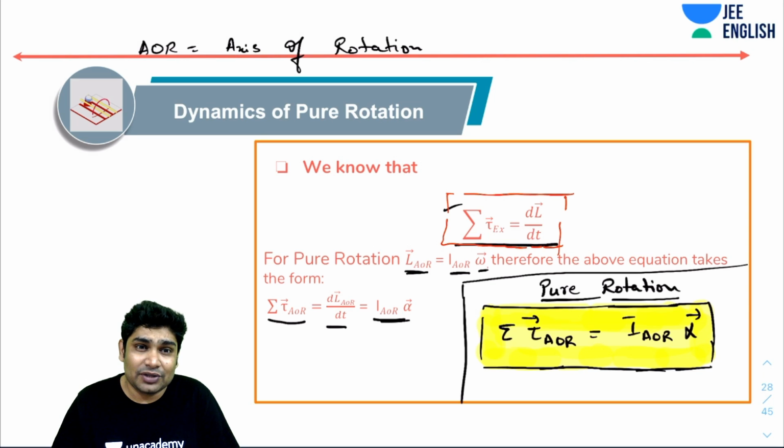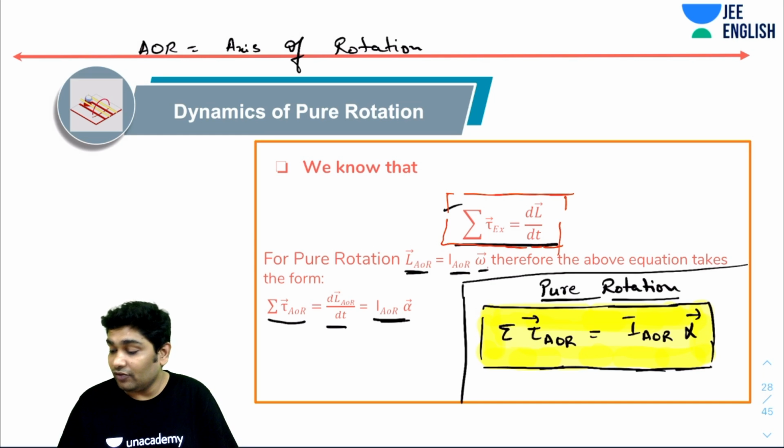is the following. L of system of particles about P is the angular momentum of CM with respect to P plus angular momentum of CM with respect to the CM itself. So for pure rotation only, you can use this equation. Please remember this. Very important. We use this a lot, but it is valid only for pure rotation.